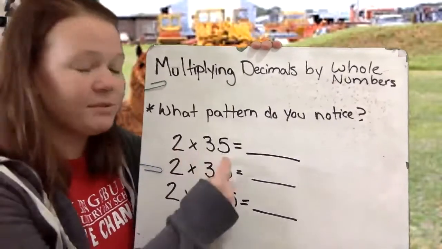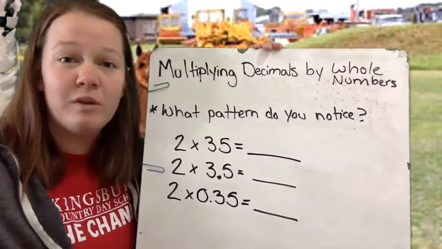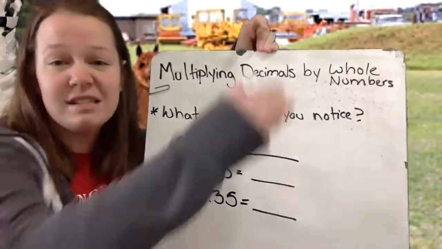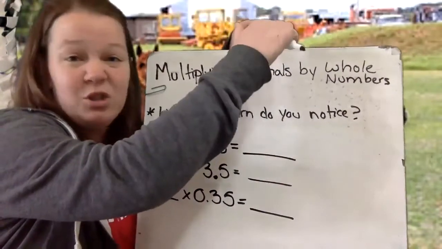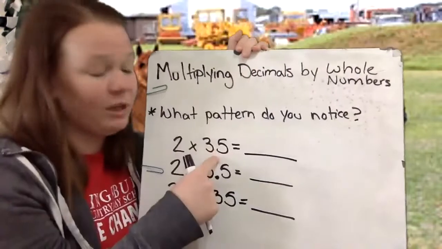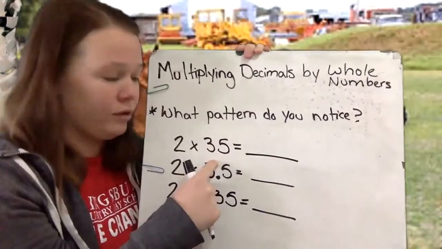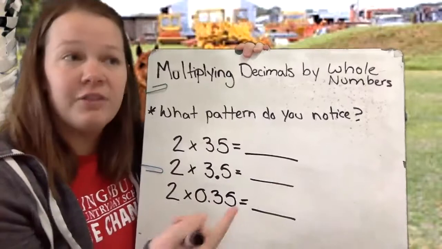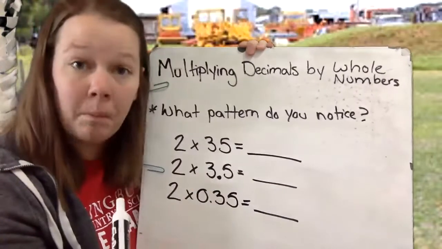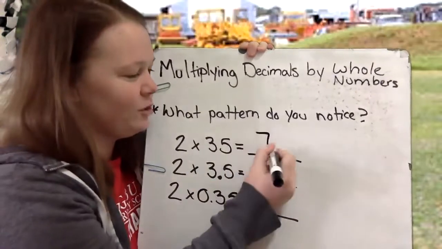We have 2 times 35. Well, that's something that we've been doing since like 3rd grade. That's just simple, basic multiplication with 2 whole numbers. So if you know what 35 plus 35 is, well, then you know what 35 times 2 is. And 35 plus 35 is 70. Yeah, 70. So we're just going to write that there.